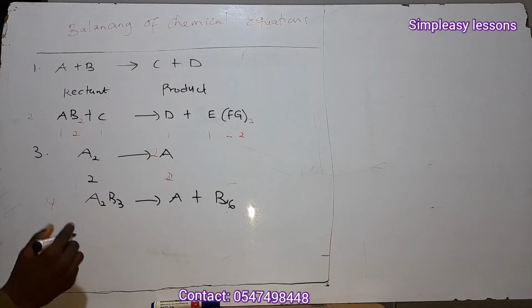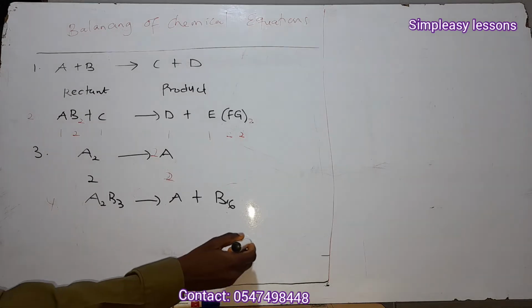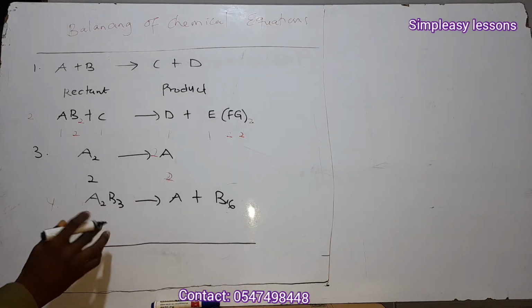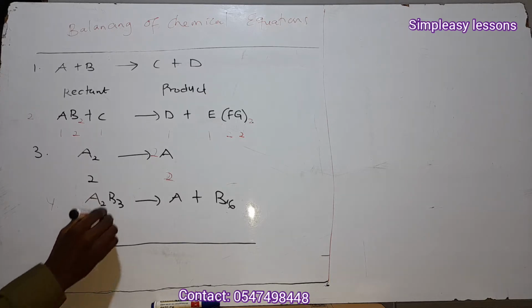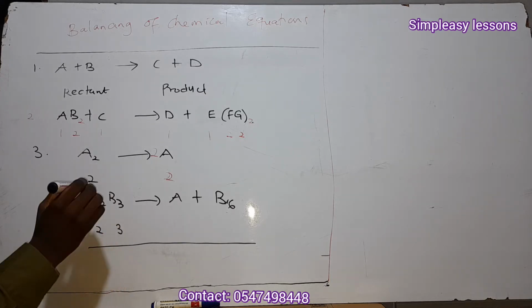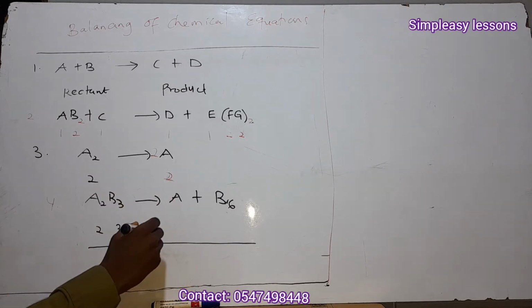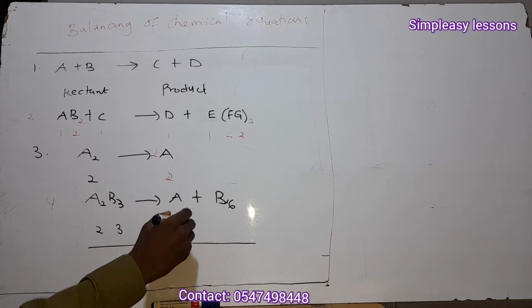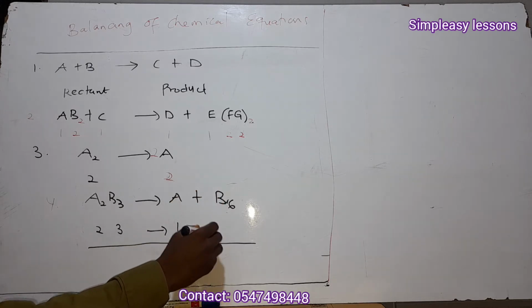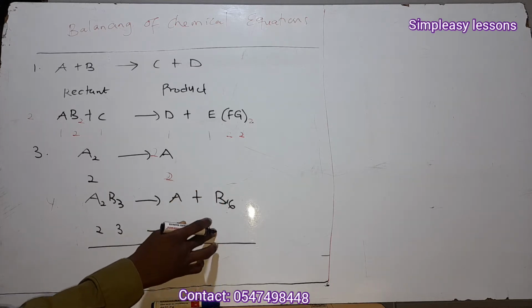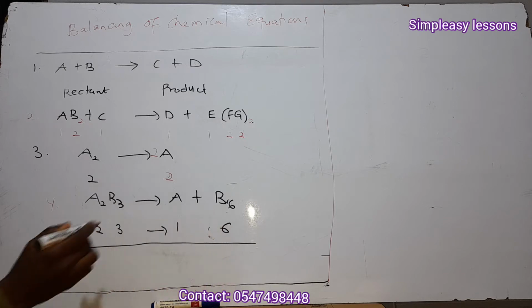How many atoms of A do you have here? Usually, I tell students to put a line like this. Then write, how many A do you have here? We have 2 of the A's. How many of the B's do you have here? You have 3 of the B's. We need a pencil to do that. How many of the A's do you have here? We have 1 of the A. And how many of the B's do you have here? We have 6 of them. Good. So what are you going to do?